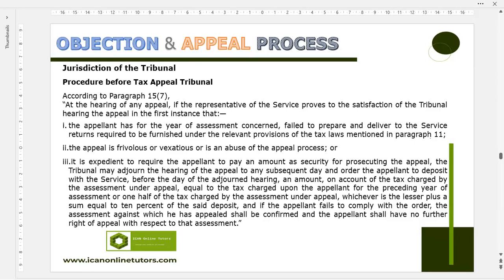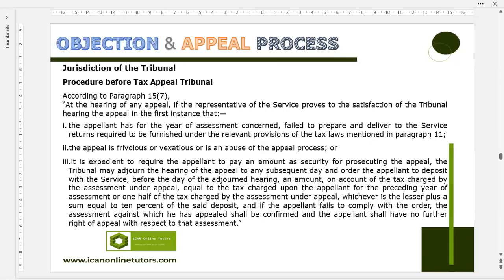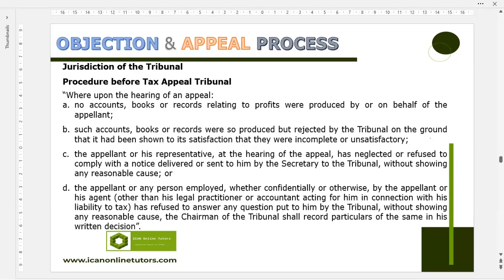Okay, so the procedure before the tax appeal tribunal, you can read this. They are quite straightforward. The grammar is not too much. So we are upon the hearing of an appeal. No accounts, books or records relating to the profits were produced by or on behalf of the appellant. So the appellant has appealed, but he could not provide any accounts, books, or records. Or such accounts, books, or records were produced but rejected by the tribunal on the ground that it had been shown to its satisfaction that they were incomplete and unsatisfactory, just like we see it in the election tribunal.